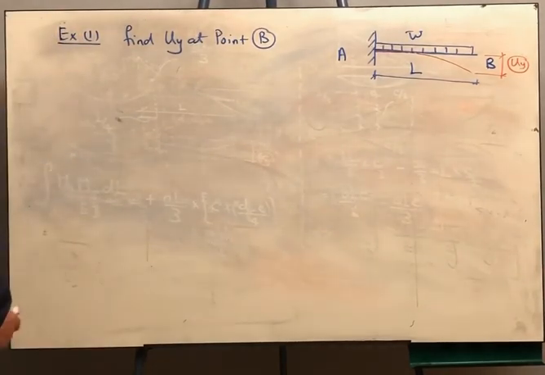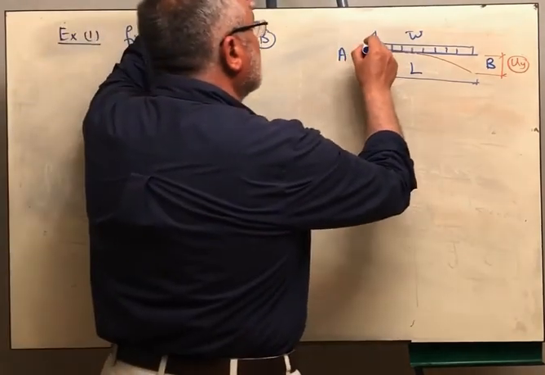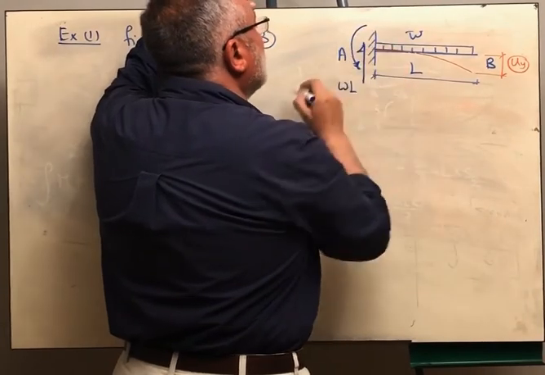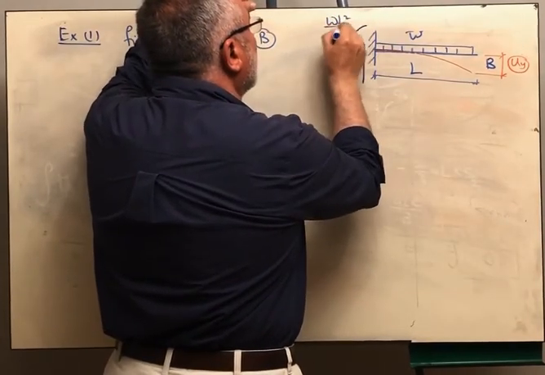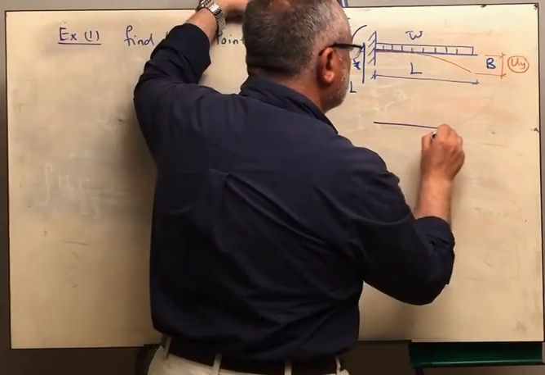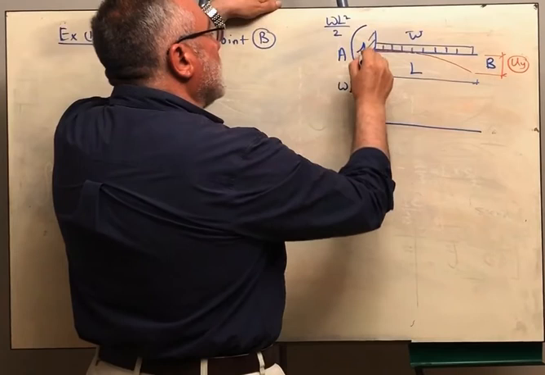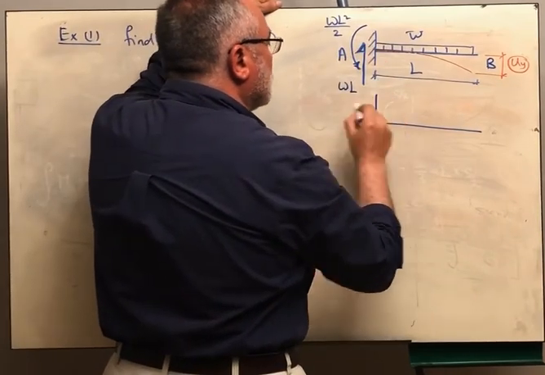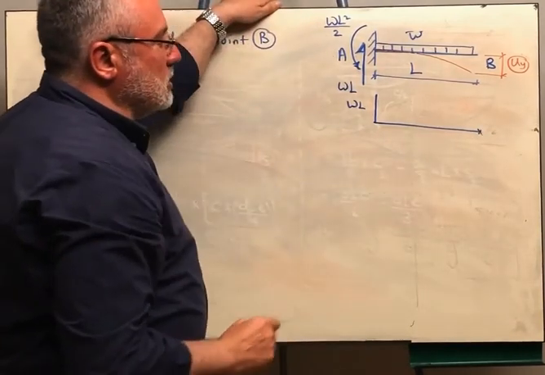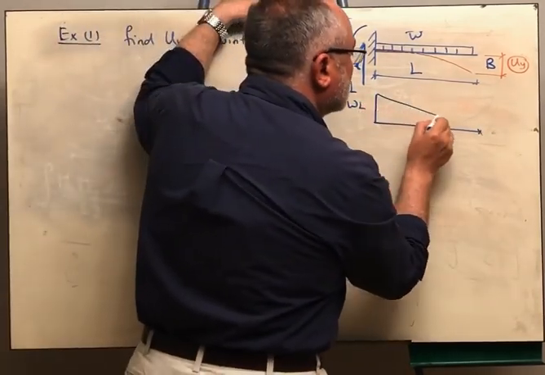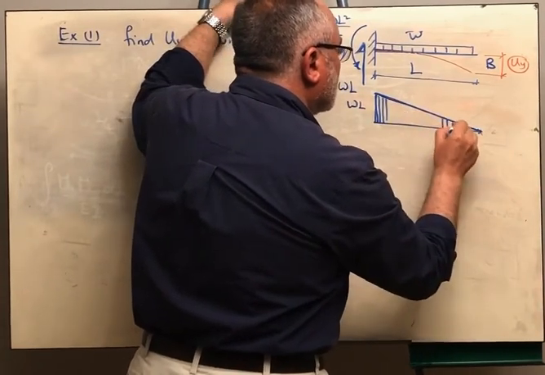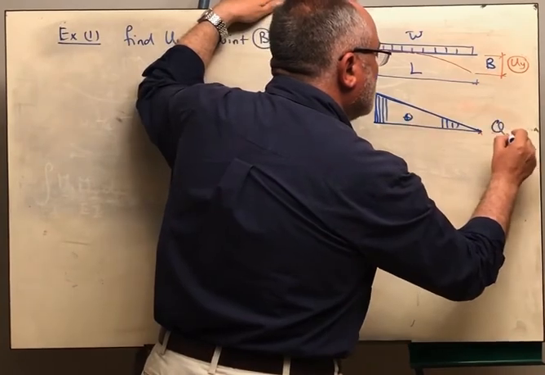So I will get here the reaction. The support reaction is WL, and the moment reaction is WL square over 2. So if you draw the shear, the reaction is on my left hand side and upwards. It will be positive WL, and the shear here is equal to 0. Therefore I will connect them with a straight line like this. This is Q naught.